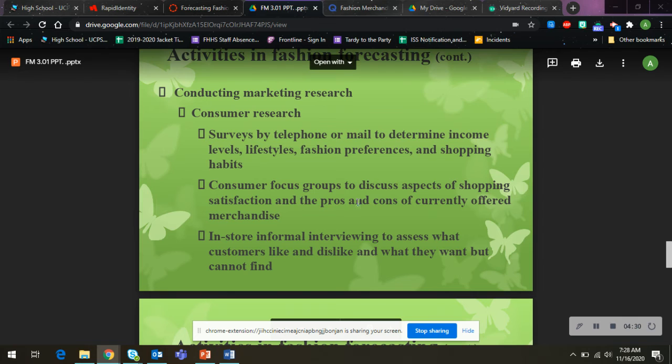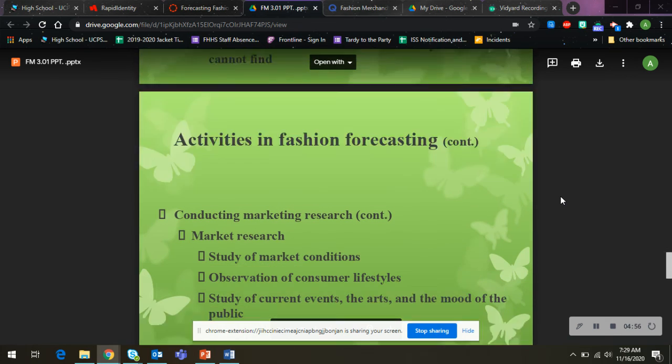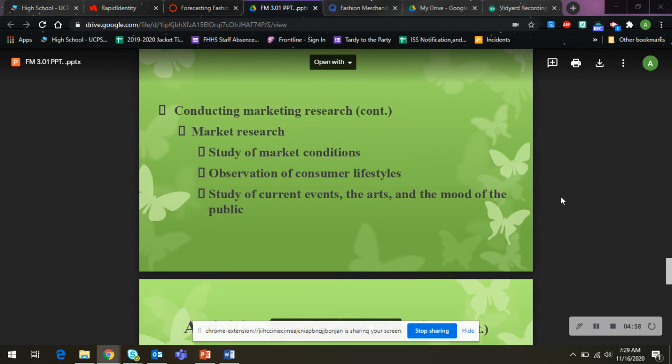So conducting market research, so consumer research. So there are those surveys that a lot of places have on the bottom of their receipt. So if you walk into Belk and you make a purchase, at the bottom of the receipt, it'll say you can get 25% off your next purchase if you fill out this survey. And it'll be asking questions about the store, but then about the product selection. So did they have everything that you wanted, and things along those lines.